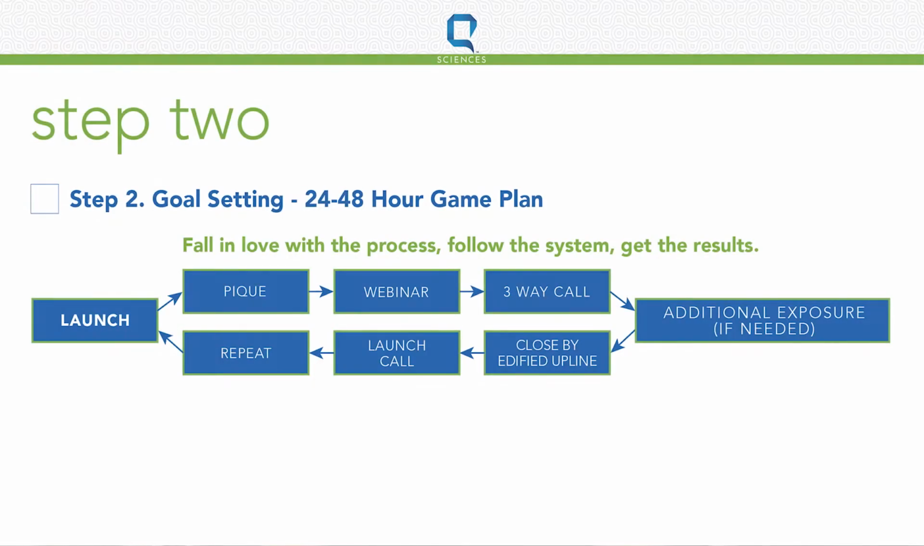The next step is actually peaking individuals by sharing the opportunity, by giving them a small trailer about what we're doing to get them excited. Then we share the webinar information with them to cover the products and the opportunity that comes along with Q Science. Then we connect them with a three-way call with your upline. After the three-way call, if additional exposure is needed, then you get your upline silver or higher on a connect call to give that information to that Q ambassador prospect.